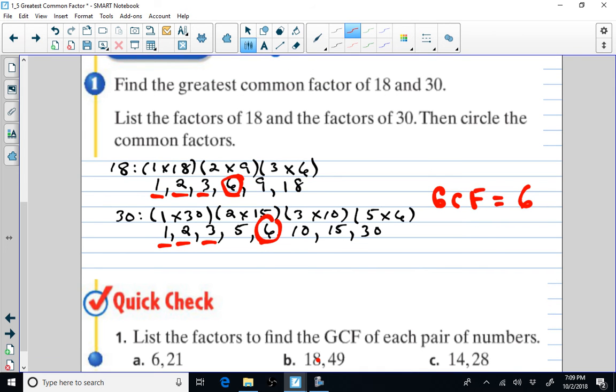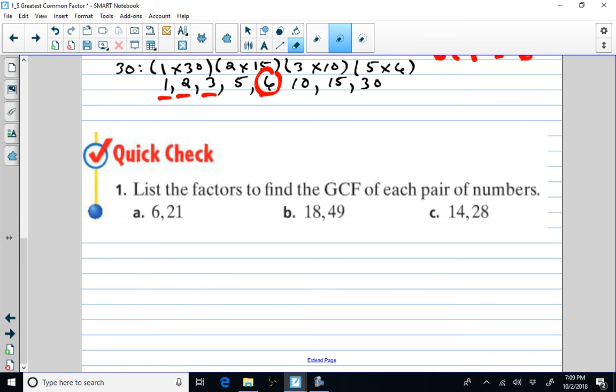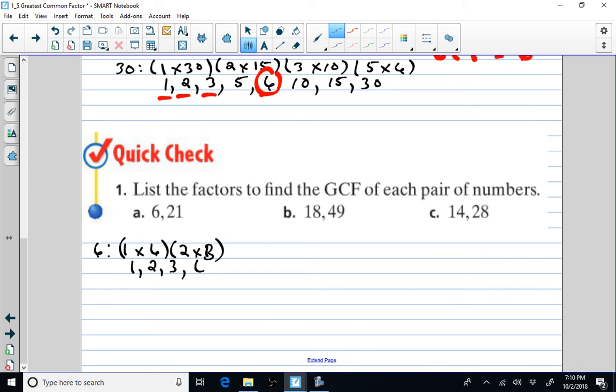All right. Let's take a look at each one of these examples. Take a look at each one of these and extend the page. Okay. We'll do each one of these one at a time. Start with example A. I have 6 and I have 21. My factors of 6 would be 1 times 6 is 6. We have 2 times 3 is 6. If I list my factors from least to greatest, I'd have 1, 2, 3, and 6.